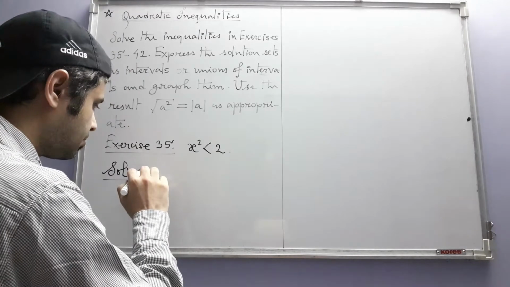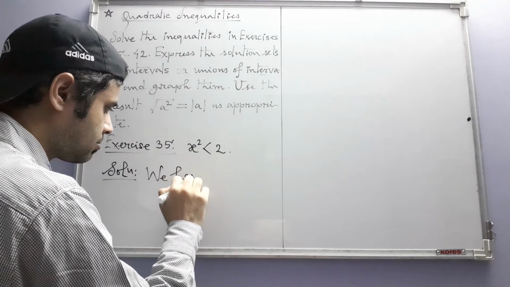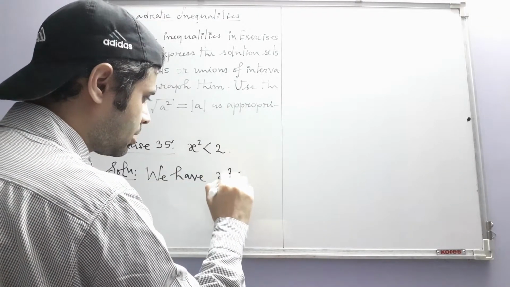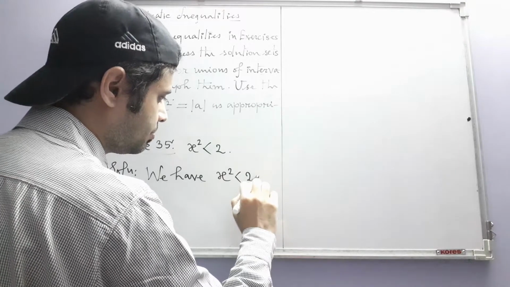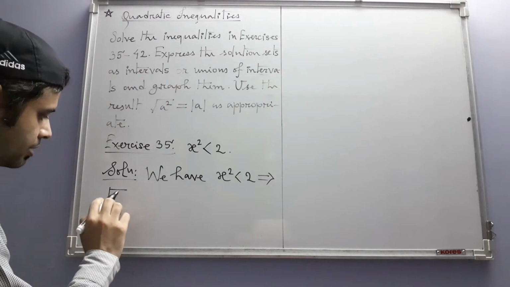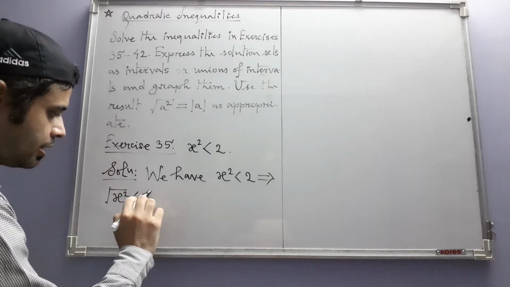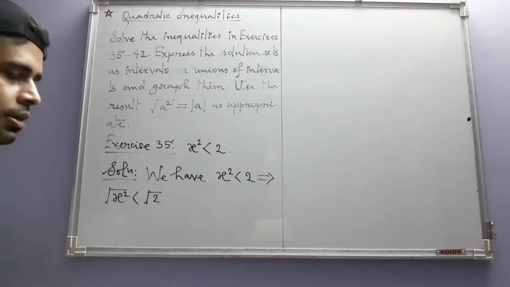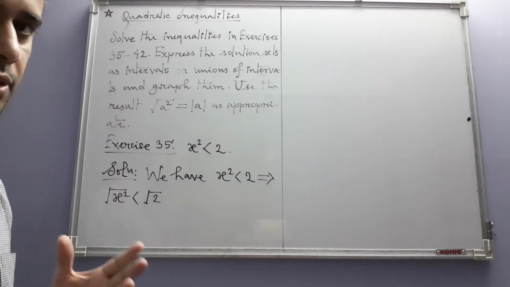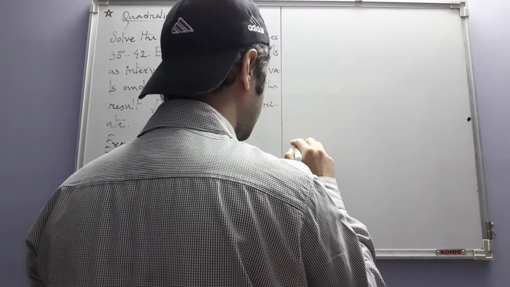Now here we are going to start like this. x squared is less than 2. This implies we will take square root on both sides, non-negative square root on both sides. The question is, is this justified? That is a legitimate question, and that question can be answered like this.